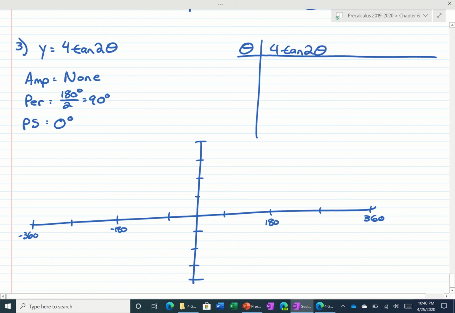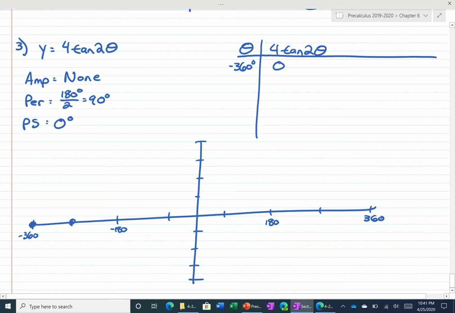Okay, so I'm going to store that. 4 times the tangent of 2 mem variable a. And at -360, store it. Calculator's telling me it's -2.6. Oh, I'm in radian mode. Make sure you switch to degree mode. And I'm getting 0.